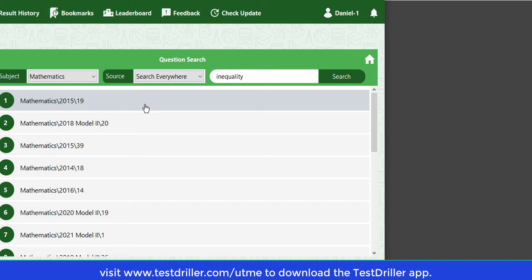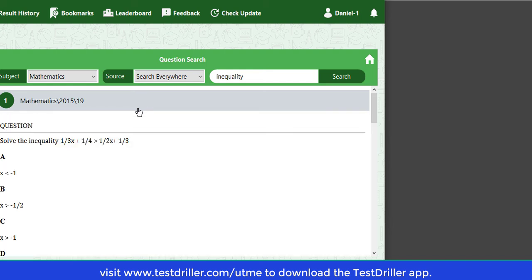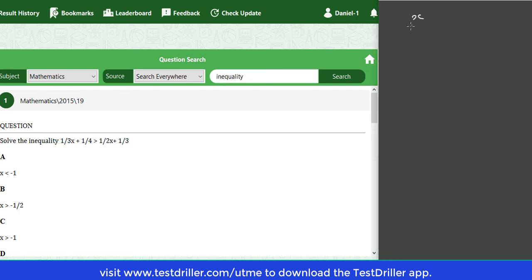So we're going to take question number 19 from 2015, and let's see how it goes. So this question goes as follows. You have x over 3 plus 1 over 4 greater than x over 2 plus 1 over 3. And the question is that we solve for this inequality.